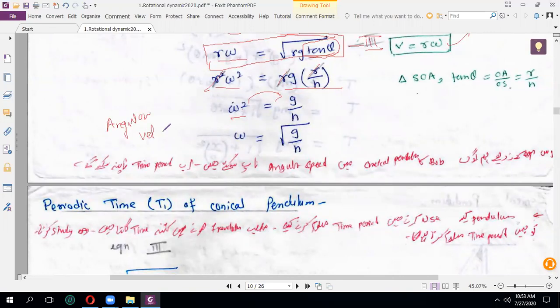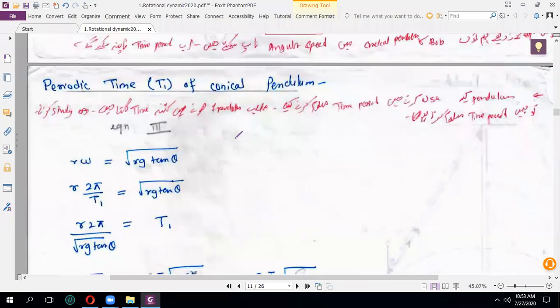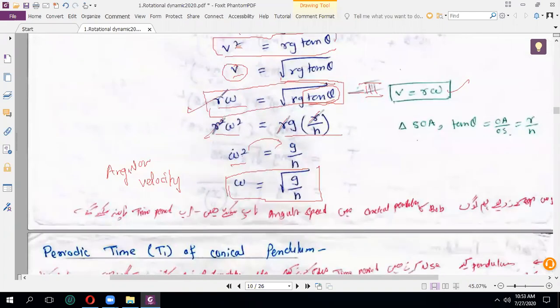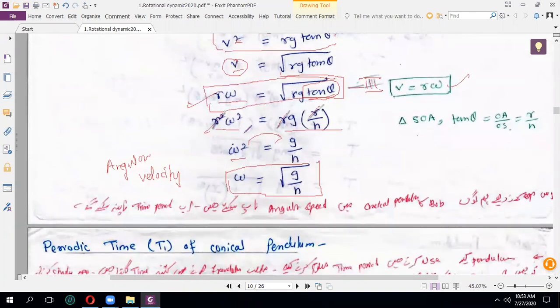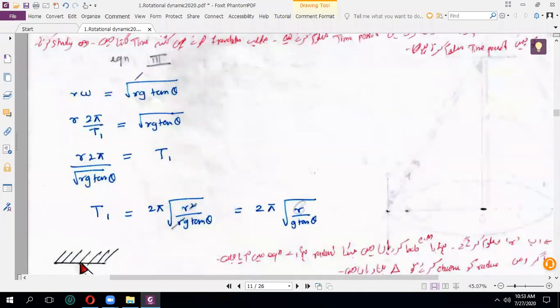This equation is based on angular velocity. We know that omega is represented here as angular velocity. So this equation is based on angular velocity of conical pendulum. How this bob is moving, with the help of this equation we can easily calculate its angular velocity. Now what we are calculating? Time period. How to calculate time period? So we take the third equation. Remember third equation: r omega is equal to square root of rg tan theta. With the help of this equation, we are finding the time period formula.